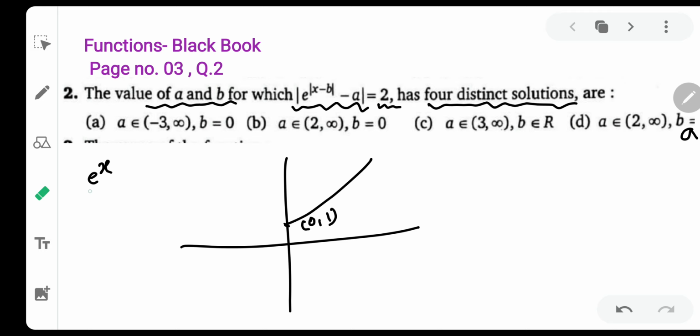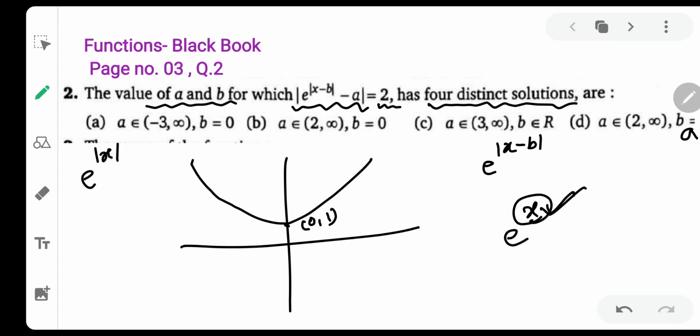So now I am changing this graph to e raised to mod x. Okay, so I have rubbed the part where x was negative, and then because of mod x the same graph will be copied over here, and this is how it gets copied. Okay, now they have asked us e raised to mod of x minus b. Now e raised to x, this exponent could be put literally anything, so it does not matter to us actually. So directly we can say that this graph is for e raised to mod of x minus b.